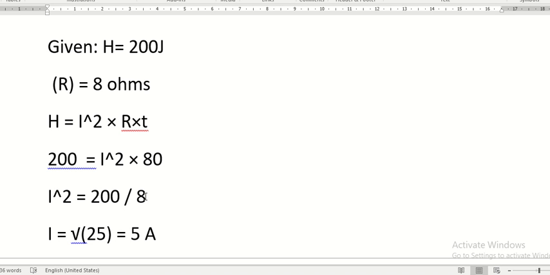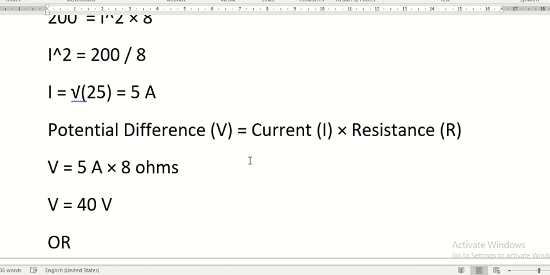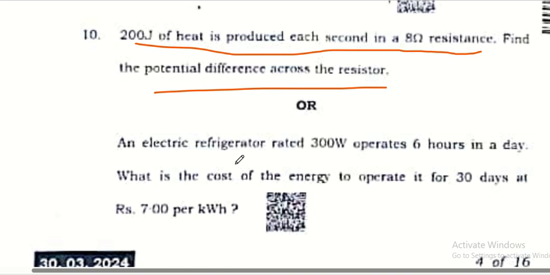So if it is 200 divided by 8, that is equal to 25. If you take the square root on both sides, that gives you 5 amps. Here the current is 5 amps, and then the potential difference is equal to I into R, 5 amps into the resistance, that is equal to 40 volts. So this is the correct answer.